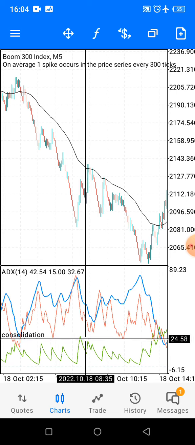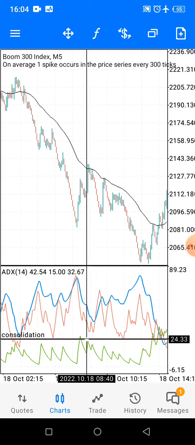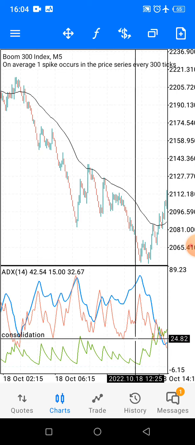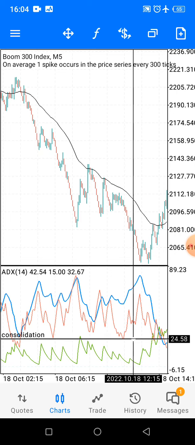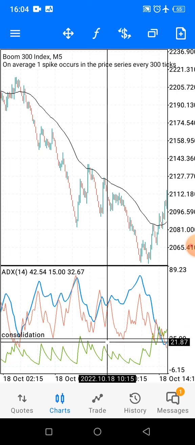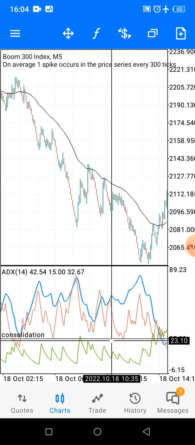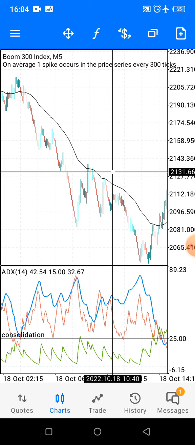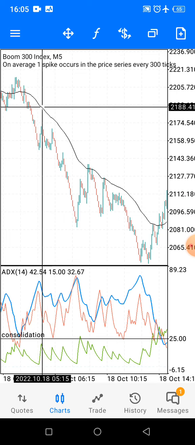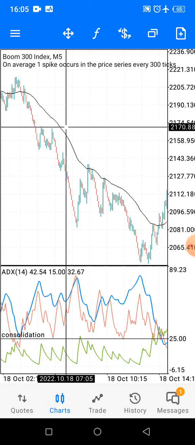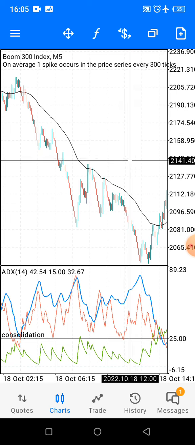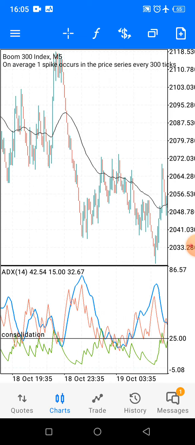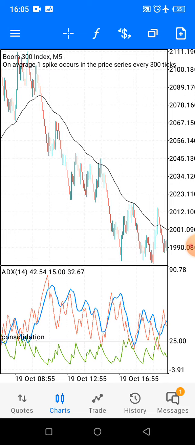If the blue line is below the level 25, it means that the market is consolidating, so it's not safe to enter at that time. Although you can enter, after a consolidation the market can go either way. If it's above the 25 level, we will be certain that it's a trend. Then for the moving average on the main chart, if the candlesticks are below the black moving average, it's a sell, and if they are above the black moving average, it's a buy. Those are the conditions that we are going to be using.